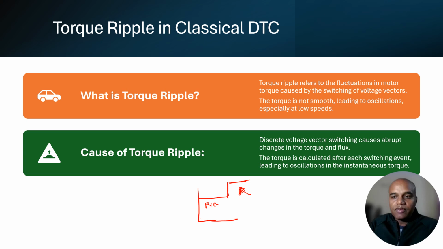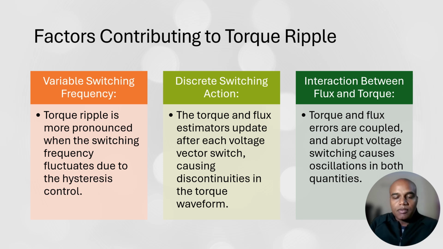Also, the switching frequency in classical DTC is not constant, because it depends on the torque and flux error, and it continuously changes based on my actual motor performance. This irregular switching also introduces harmonics and contributes to torque ripple. These are the major reasons for my torque ripple, briefly shown here. One of the major reasons is the variable switching frequency, which happens due to the error created by my controllers, which is dynamic.